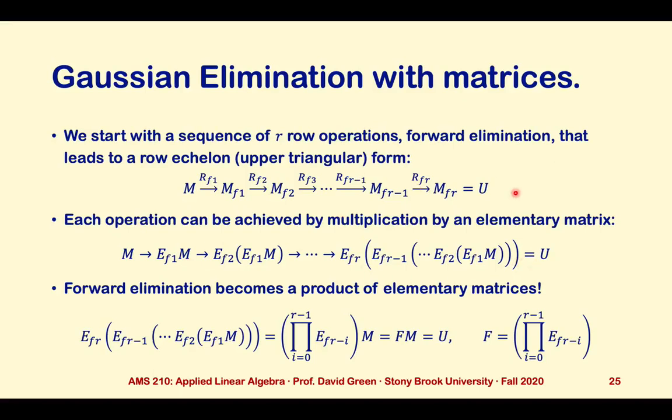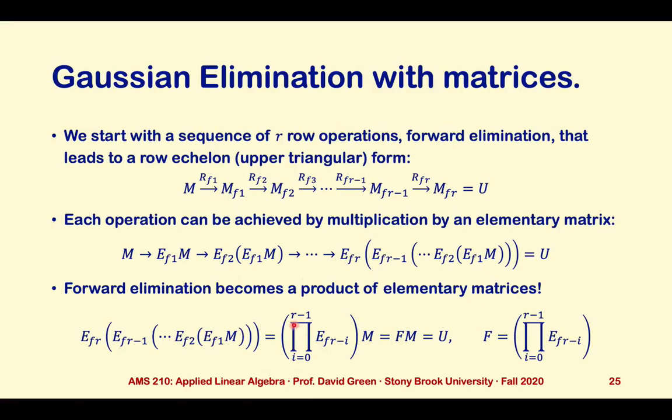And when we reach the end, when we reach our U form, what we have done is we've applied this whole series of multiplications, EF1, EF2, EF3, all the way to EF4. Right? We have transformed the sequence of row operations of forward elimination into a product of elementary matrices. We can simplify this notation instead of trying to write out all of these with product notation.